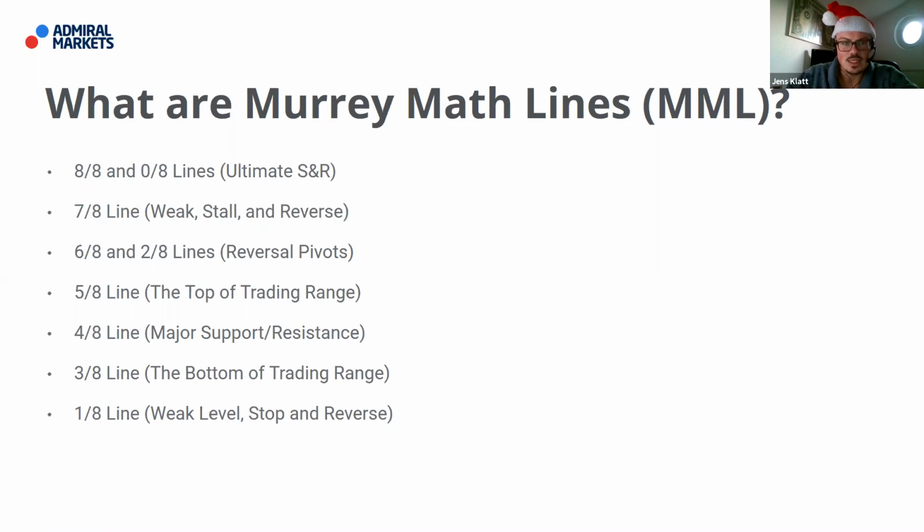And what I did here was, in fact, that I just wrote down what each level means. So the 8/8 and 0/8 lines, for example, are under Murrey Math lines to be considered the ultimate S and R, which is short for support and resistance. So this is the strongest support and resistance.